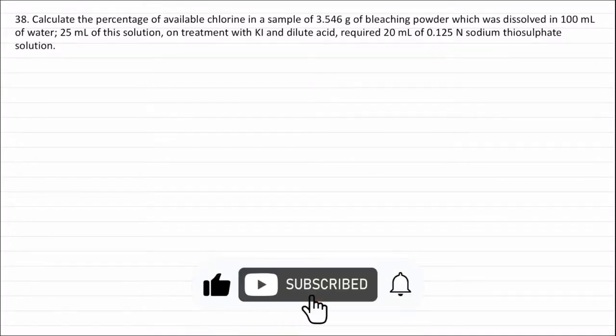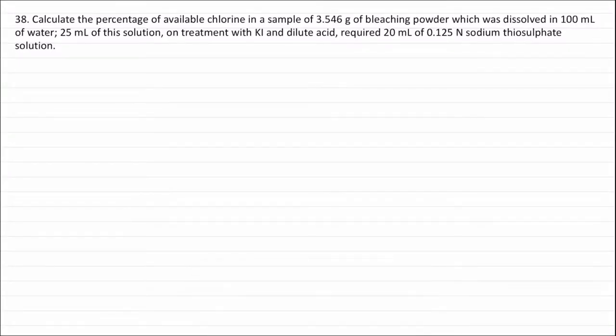Question 38. Calculate the percentage of available chlorine in a sample of 3.546 gram of bleaching powder which was dissolved in 100 milliliter of water. 25 milliliter of this solution on treatment with potassium iodide and dilute acid required 20 milliliter of 0.125 N sodium thiosulfate solution. Now bleaching powder, that is CaOCl2, when treated with potassium iodide will liberate iodine and chlorine gas.